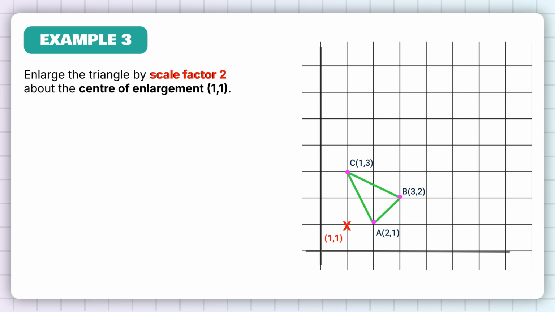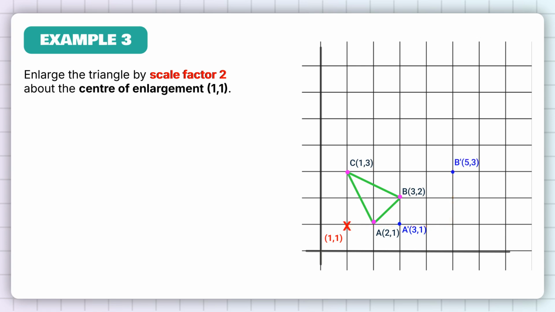enlarged triangle's vertices. Firstly, the distance from center, 1, 1 to A, is 1 horizontally. Therefore, the new vertex will be 2 units from 1, 1 horizontally, which will be A prime at 3, 1. Next, the distance from the center of enlargement, 1, 1 to B, is 2 horizontally and 1 vertically. Hence, B prime will be 4 horizontally and 2 vertically from 1, 1, which will be 5, 3.